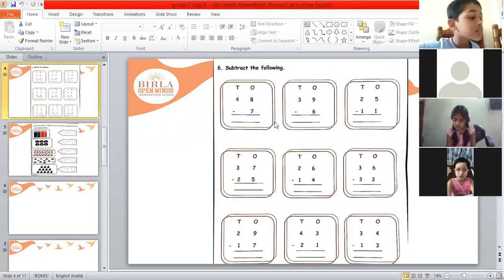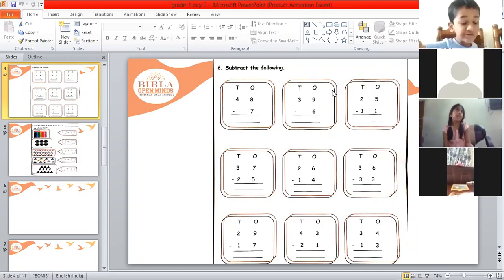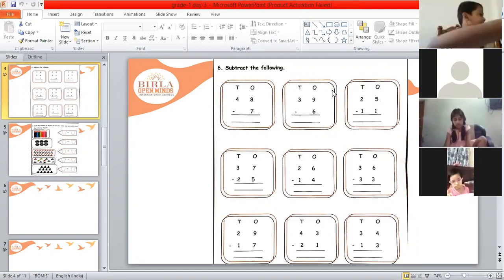Yes, children, page number 6, write date and classwork. Yes, Rohit? Rohit, you need to unmute this. Page number? Page number what? Page number 6. Okay, ma'am. Yes, children, open page number 6 and question number 6, write date and classwork.